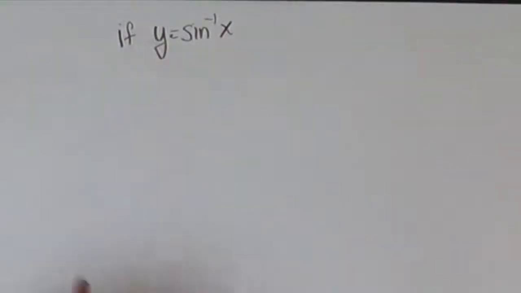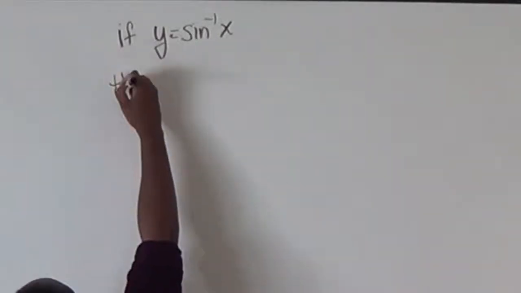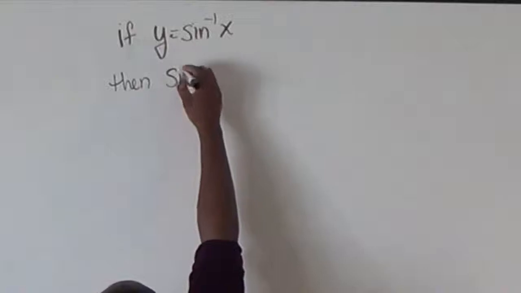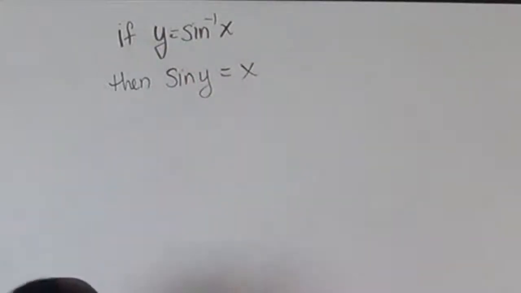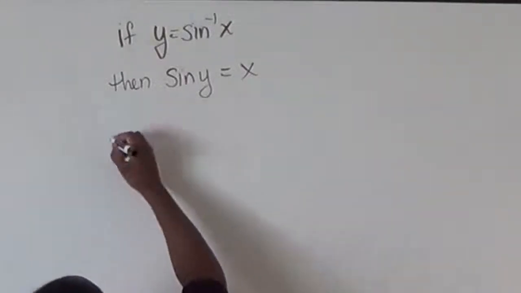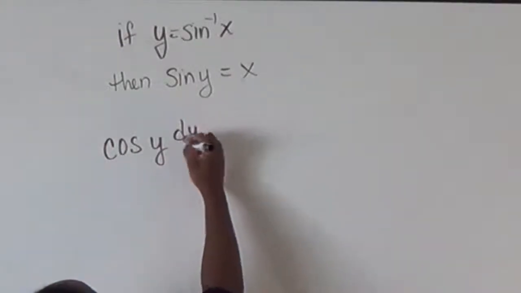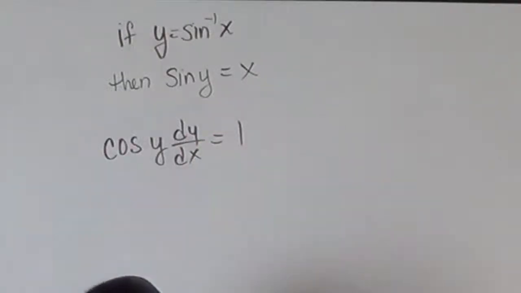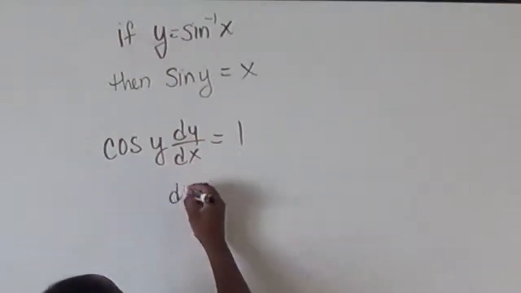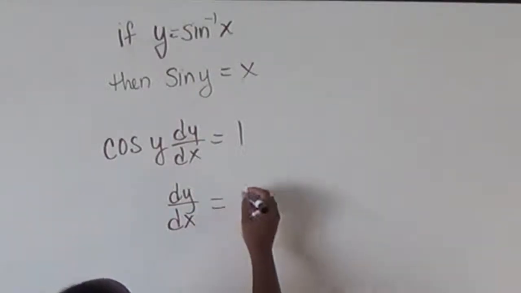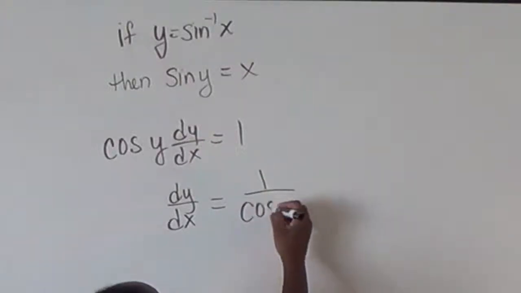Okay? So if I think of y equaling the sine inverse of x, then sine of y is going to equal x. And if we do it this way, then we can say, by implicit differentiation, we know that cosine of y dy dx will equal 1. And so to simplify this, dy dx will equal 1 over the cosine of y.